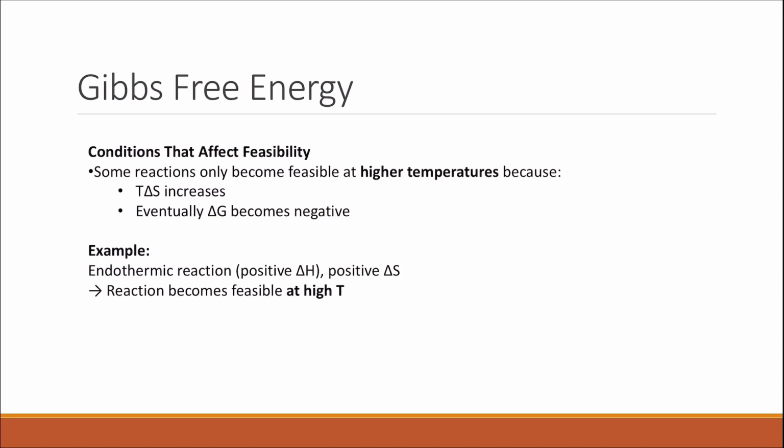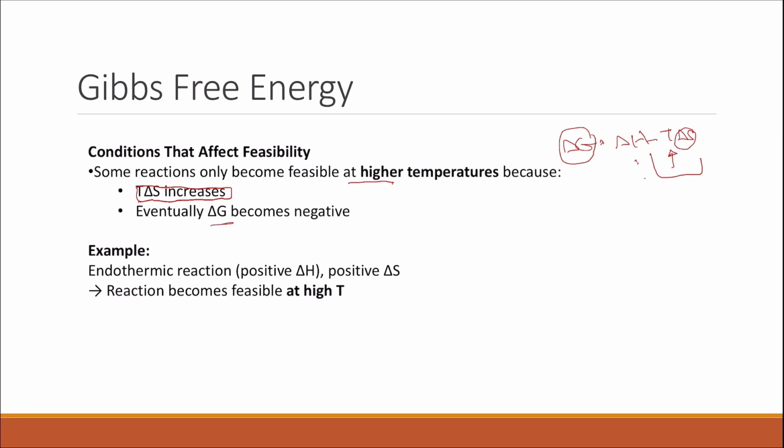So what are the factors that affect the feasibility? Some reactions only become feasible at higher temperature because T delta S will increase. Because delta G equals delta H minus T delta S, when you increase the temperature and you have a positive delta S, that means T delta S is going to be higher than the enthalpy change and the total delta G will be negative, especially when we talk about endothermic reactions, because the delta H for endothermic reactions is positive. So an endothermic reaction can occur at certain temperatures because T delta S becomes a higher value.